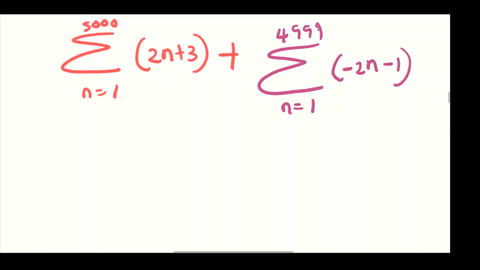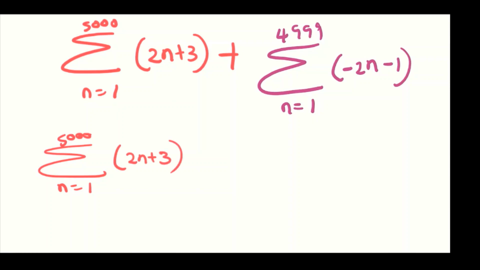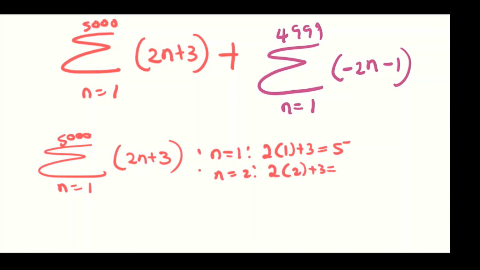So what you're going to do is find the sum of 5,000 at the top, n equals 1, of 2n plus 3. For this one, when n is equal to 1, it's going to be 2 times 1 plus 3, giving us 5. When n equals 2, 2 times 2 plus 3 equals 7. When n equals 3, it's 2 times 3 plus 3 equals 9.